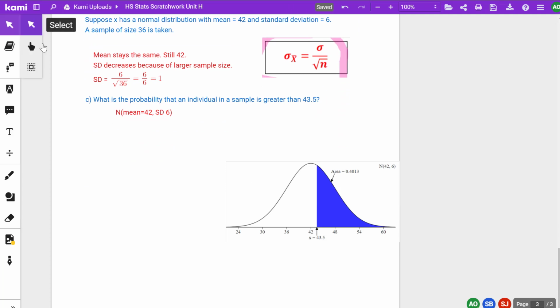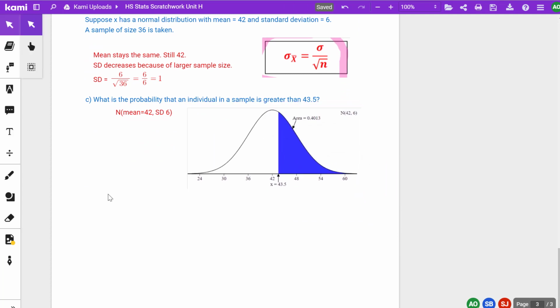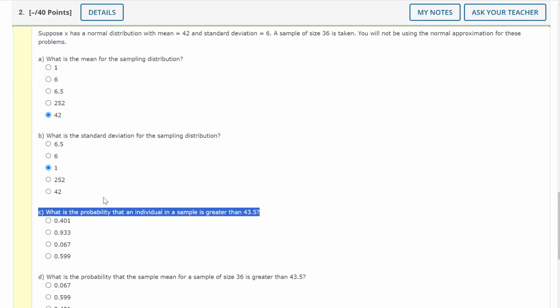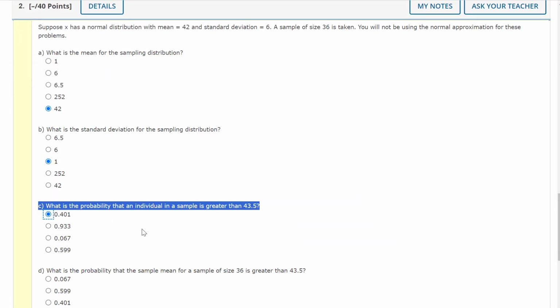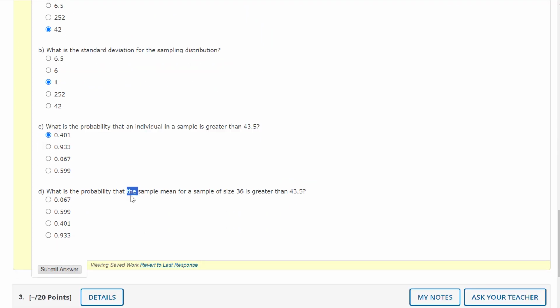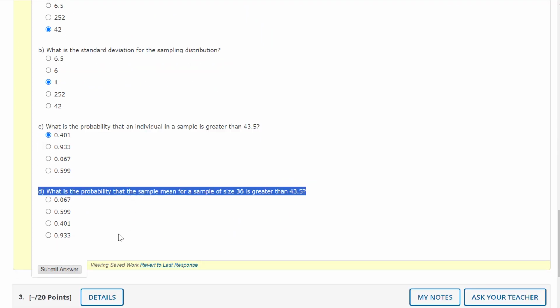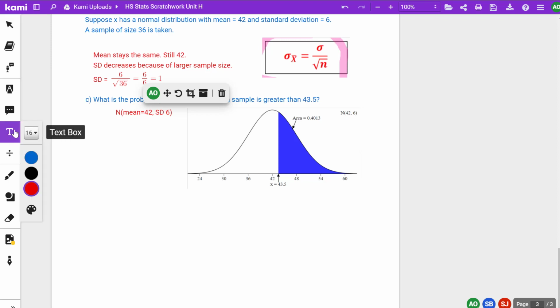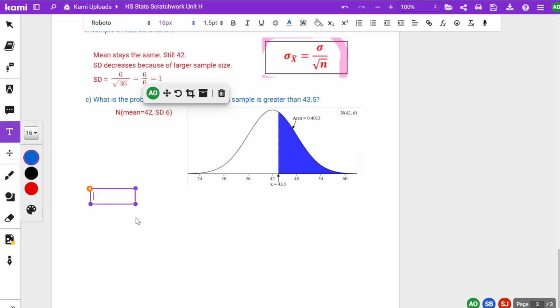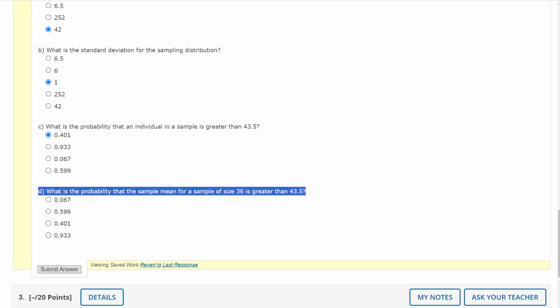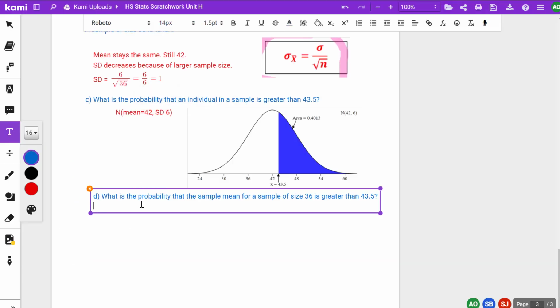Boom. All right. So let me go ahead and click it in as my answer. So about 0.4013. There you go, right there. Now it's saying, what is the probability that the sample mean for a sample of size 36 is greater than 43.5? So let's go ahead and we'll paste that in as a problem. So this is the last part. Oh, I thought I copied it. Control-C. Wonder if you're learning shortcuts listening to me speak them out.